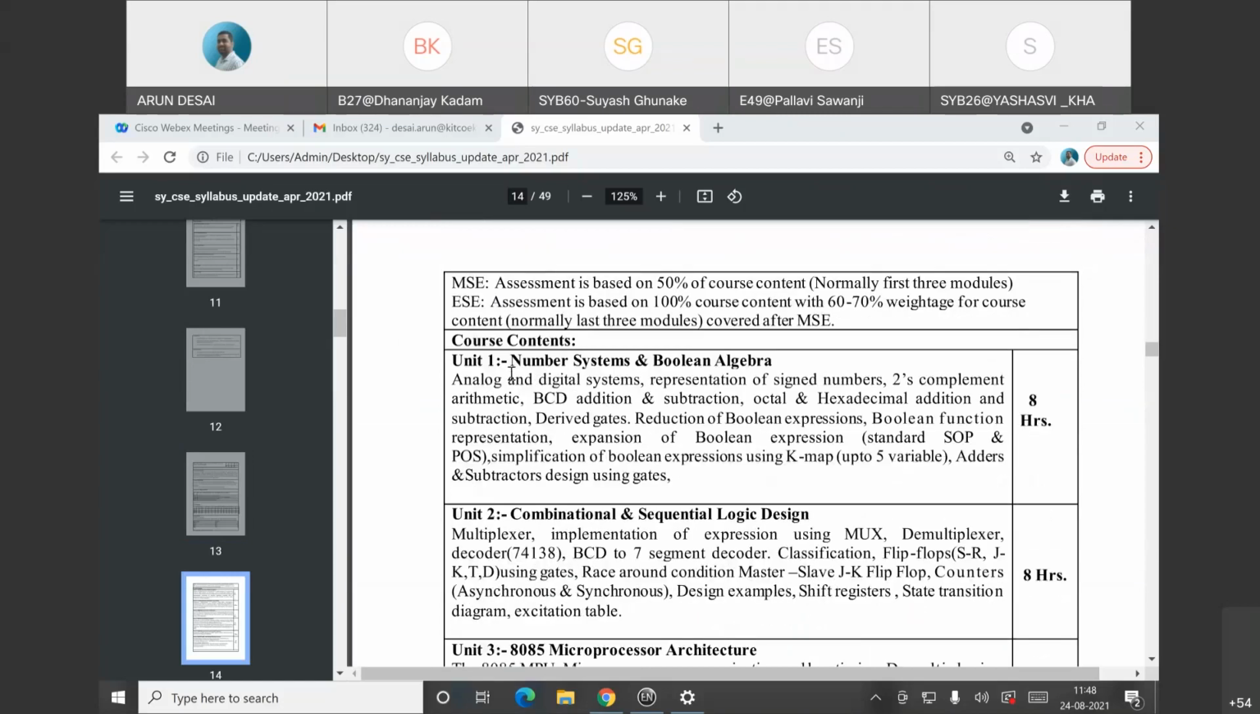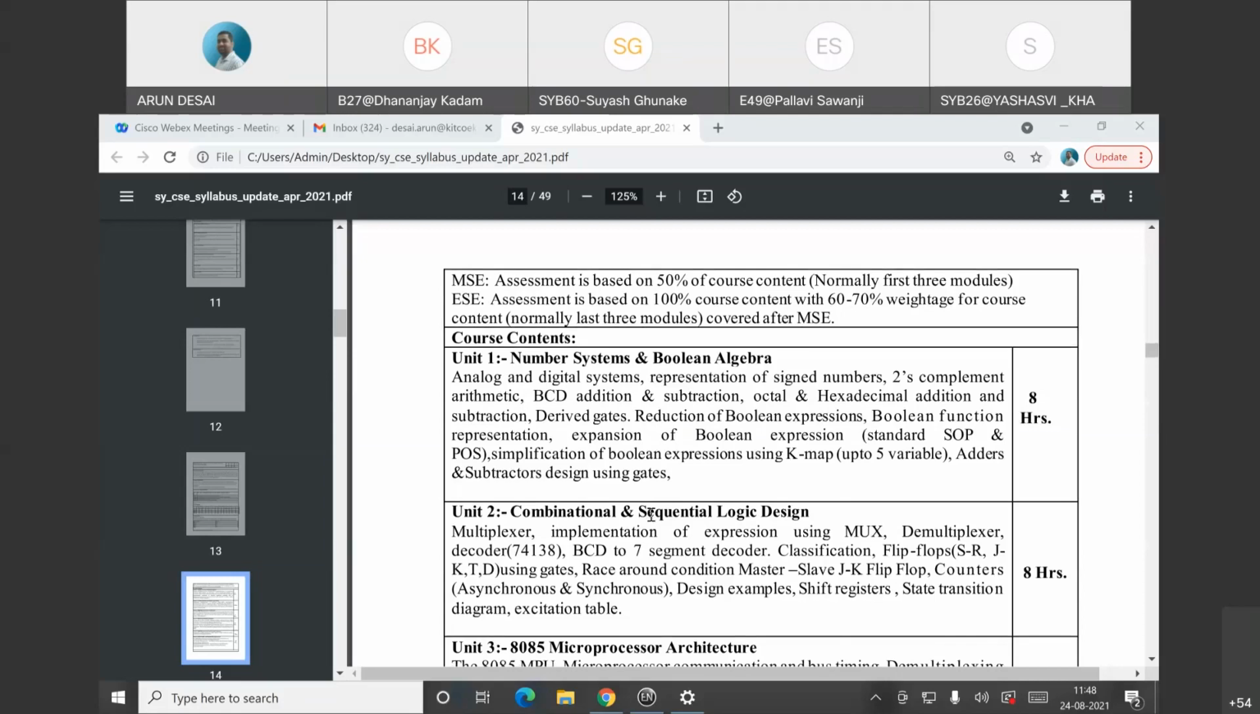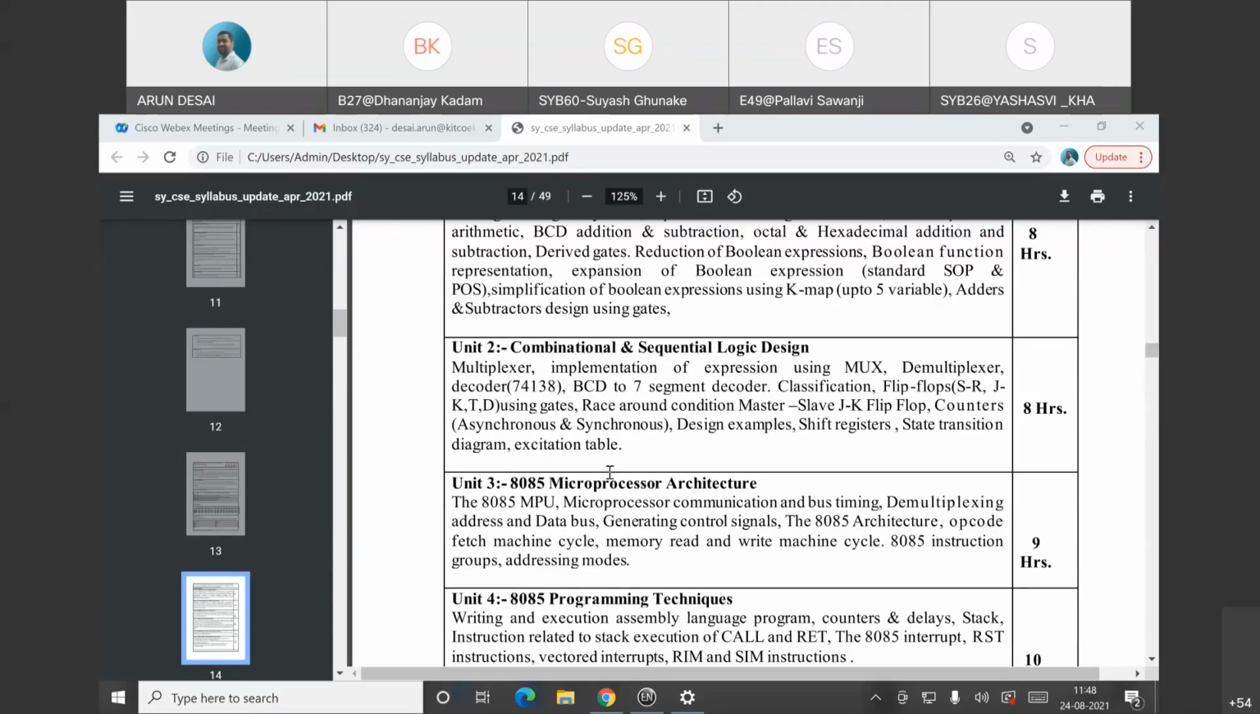So this is about course content. Number system and Boolean algebra are there. I think you have gone through a few digital system terminologies and concepts in first year. So a few things are covered in first year. We start with number systems, and we are going to see Boolean algebra in this. So unit one is made up of number system and Boolean algebra. Then we have some circuits in unit number two. A few combinational and a few sequential circuits we are going to see in the same unit.